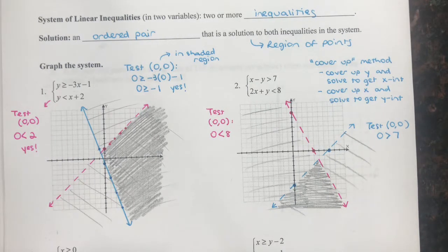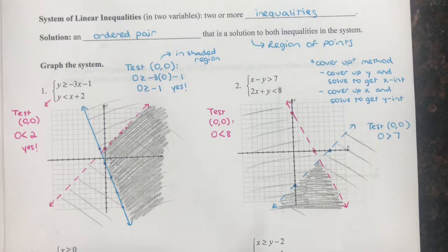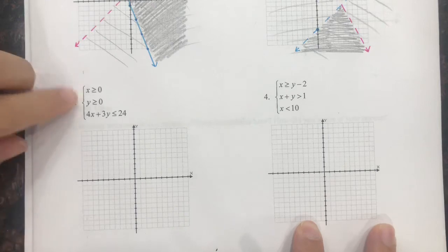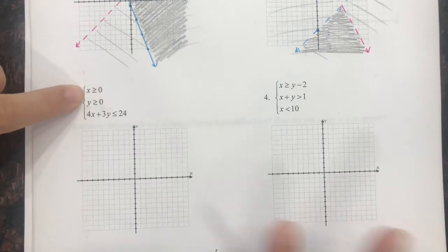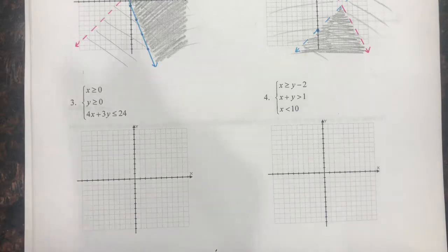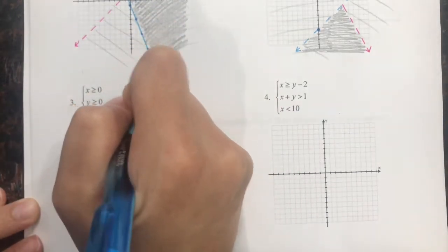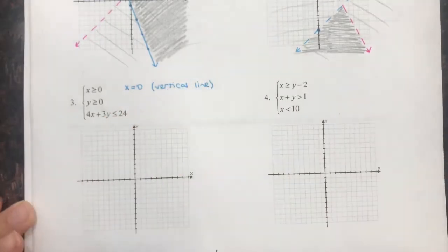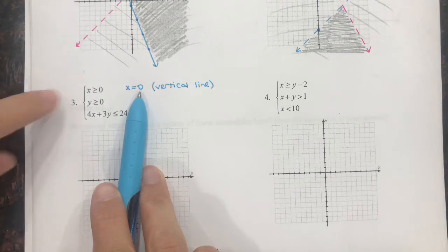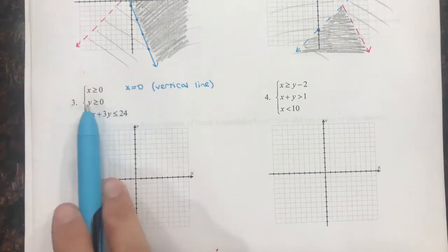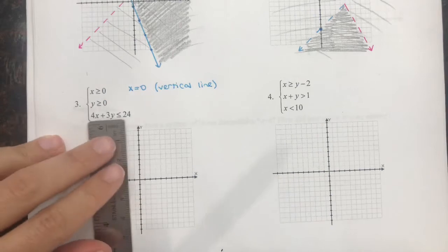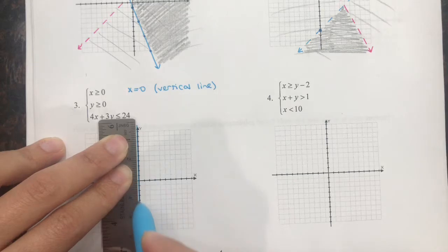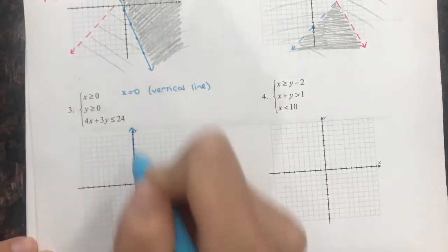Okay. Let's do one more together, at least part of it, just so I can show you a different type of equation. Remember that when you have just one variable, if, let's say, for example, I had x is equal to 0, that is a vertical line. X equals is always vertical, y equals is always horizontal. So let's start with this vertical line, and it is solid, going through 0 on the x-axis. So this one is x equals 0.